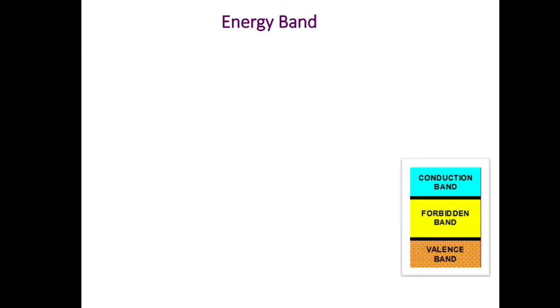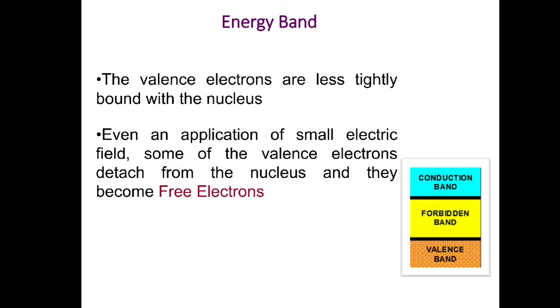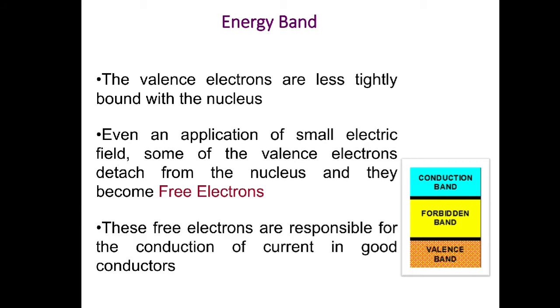Valence band: the range of energies possessed by the valence electrons is known as a valence band. The valence electrons are less tightly bound with the nucleus. That means even if a small electrical potential is applied, some of these valence electrons get detached from the nucleus and become free electrons. Once they become free electrons, they can travel towards the conduction band, and therefore current flows in the conducting material.